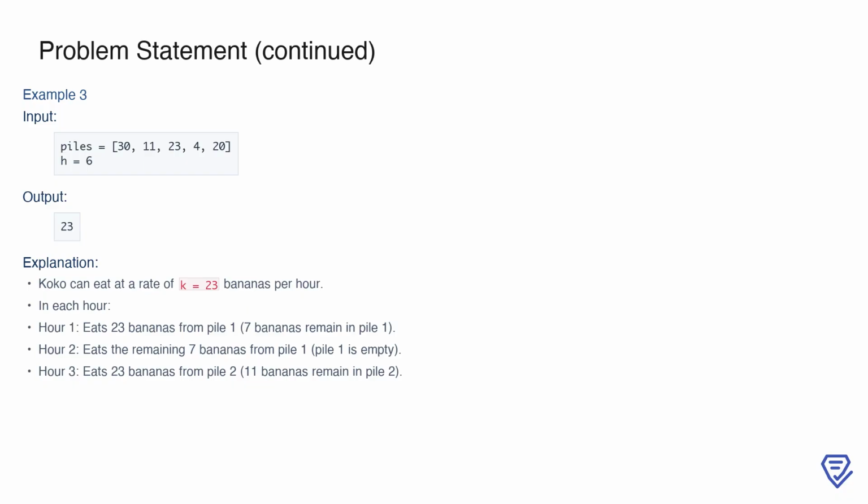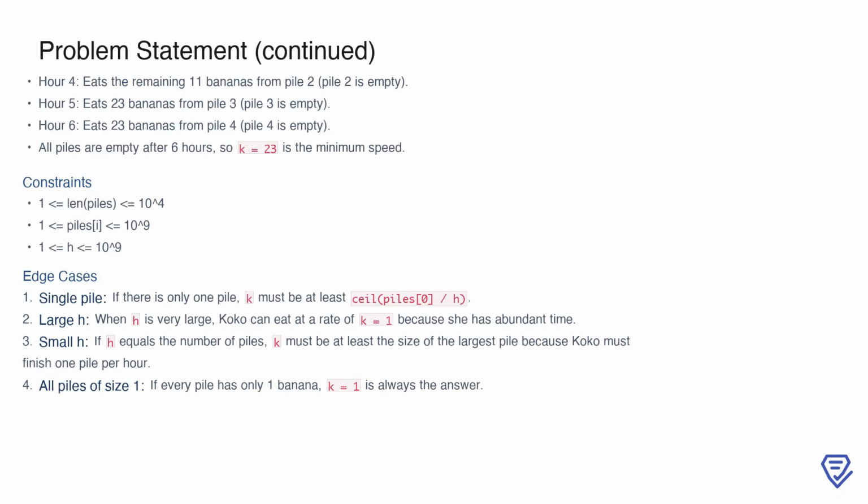smallest speed that works. The constraints and edge cases provide additional insights into solving this problem. The constraints specify that the number of piles can go up to 10,000, and each pile can contain up to 1 billion bananas. Additionally, the time h can be as large as 1 billion hours. These constraints highlight the need for an efficient solution. For edge cases, consider situations like a single pile where k must be at least the ceiling of the pile size divided by h.